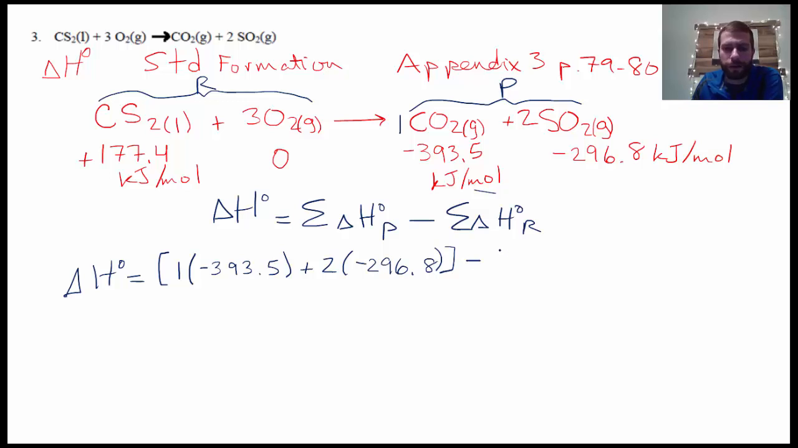And then we carry on with the reactant side, where we have 1 of the CS2s, which is a positive 177.4, plus, and we have 3 oxygens, but remember the oxygens are 0. So we can write 3 times 0, or we can leave it out, or just put 0. It doesn't get counted up in there.